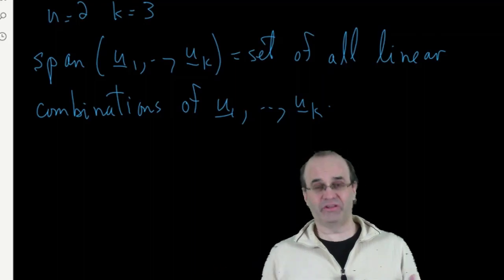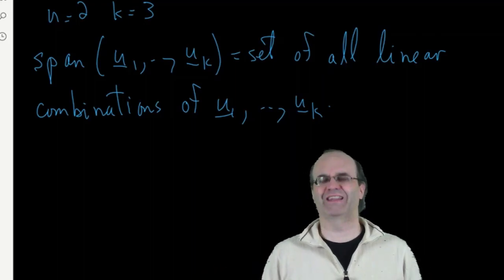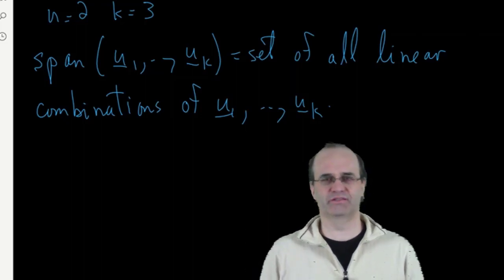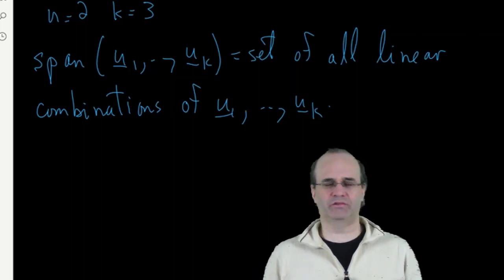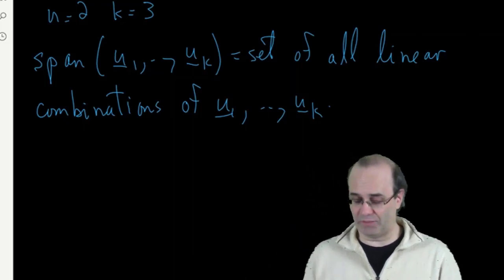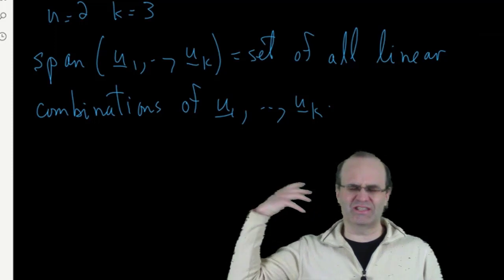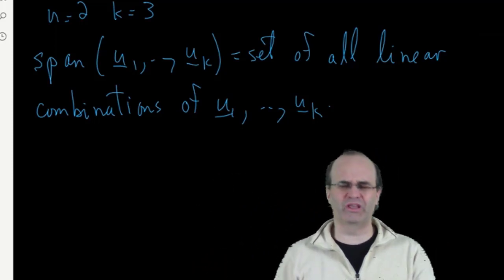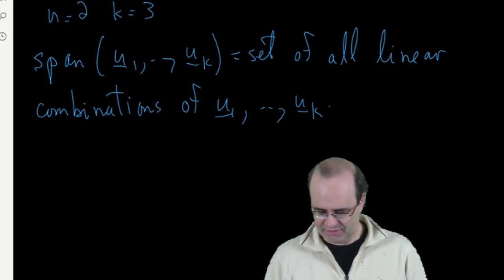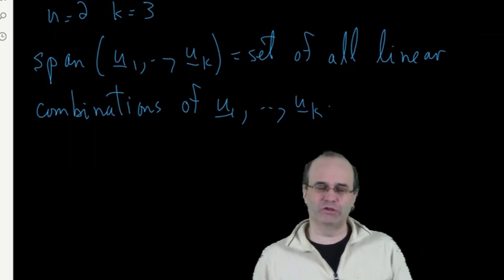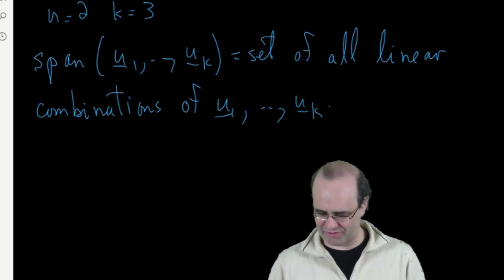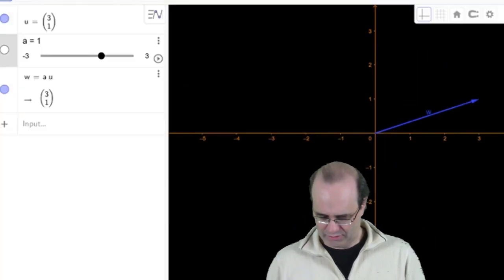But inside R4, there are some subsets that kind of look like planes. Sometimes they're also called hyperplanes. We cannot visualize them, but we can study them using algebra. We obtain them by looking at the span of a set of vectors, by looking at all linear combinations. Let me show you what these spans look like for small values of n and k, because I've got some animation to show you.